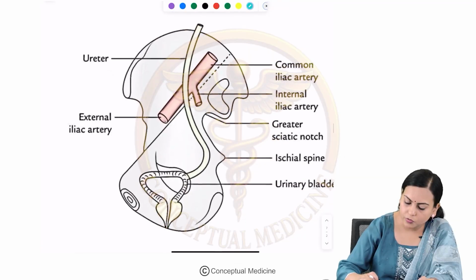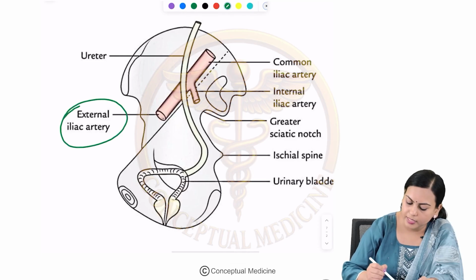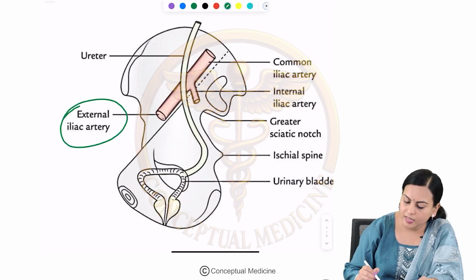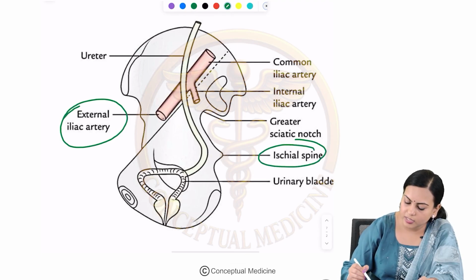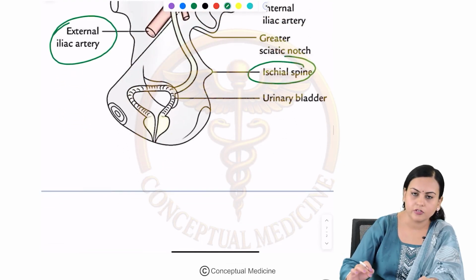Here is another picture to understand this orientation. We have the ureter here coming down where it is crossed by the external iliac artery. It takes a curve here near the ischial spine, then it enters into the bladder at the region of the trigone.